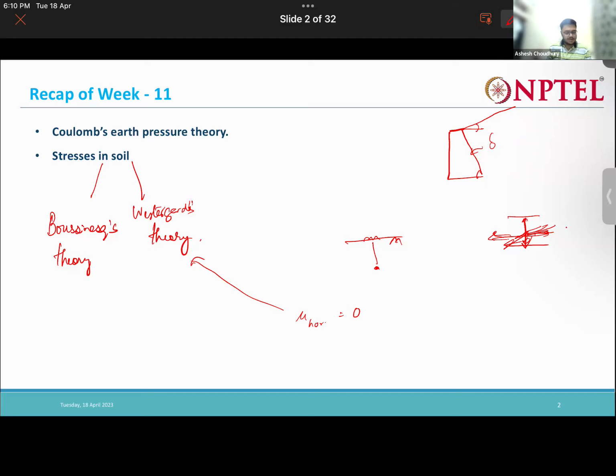Right. So we will directly start solving the problems now one by one. I think we have 17 or 18 problems for today. So we will start solving. Initially we will be solving some problems from our earth pressure chapter, simple problems and some little bit difficult problems. And then we will be solving some problems from the stresses in soil topic.